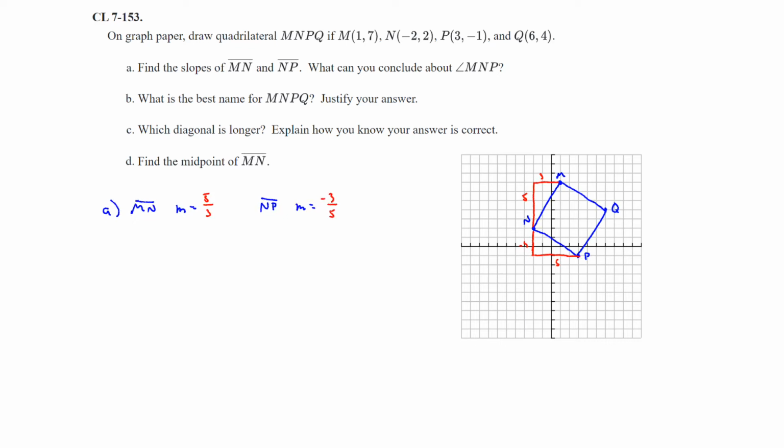And since you can see the slopes are opposite reciprocals, then we know line segment MN is perpendicular to line segment NP. Which then it says, make a conclusion about the angle. Well, that means that angle MNP is a right angle.